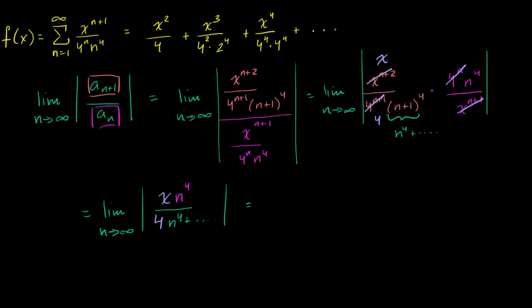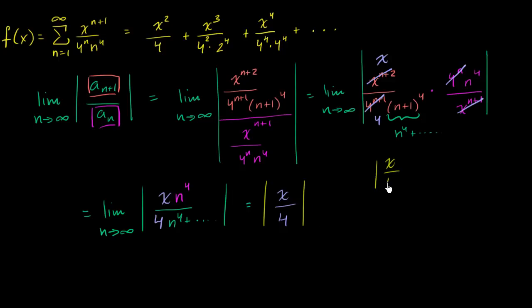Or I should say the absolute value of x over 4. So it's going to be equal to the absolute value of x over 4. And now we can apply the ratio test, or I guess we were always applying it, but now we can really do the test part of it. And the ratio test tells us that as long as this limit evaluates to something that is less than 1, then our series will converge. And so we just have to say that this expression right over here has to be less than 1.